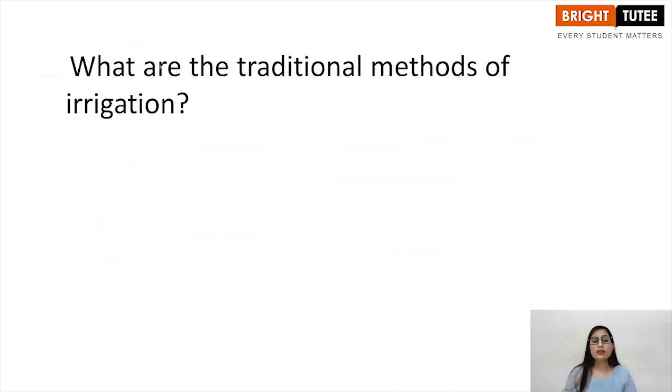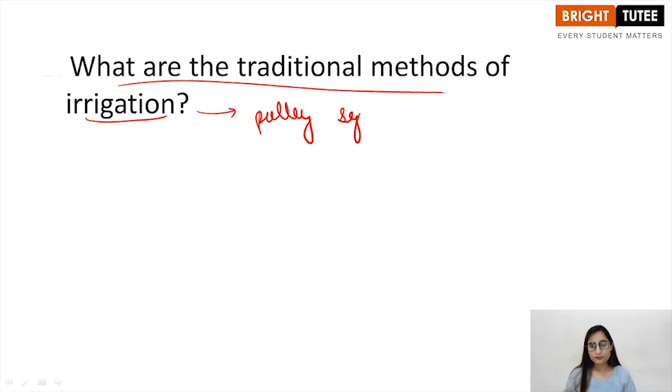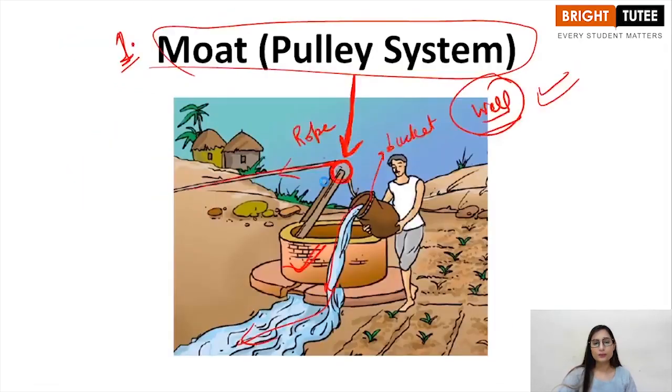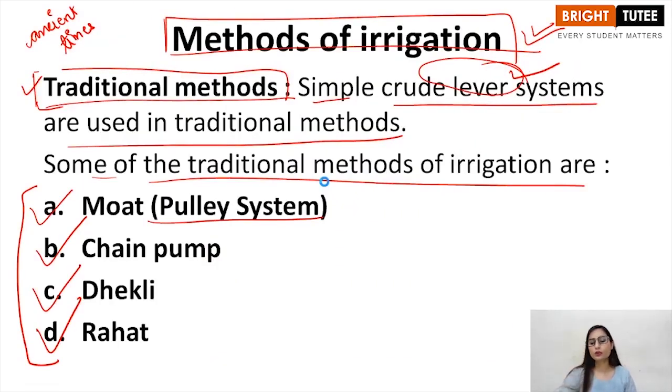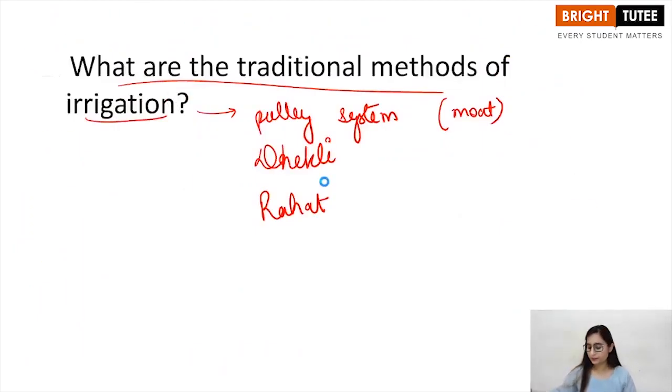Next question. What are the traditional methods of irrigation? It was basically the pulley system, which was moat, then dhekli, then rehet, the chain pump. So basically simple crude lever systems are being utilized.